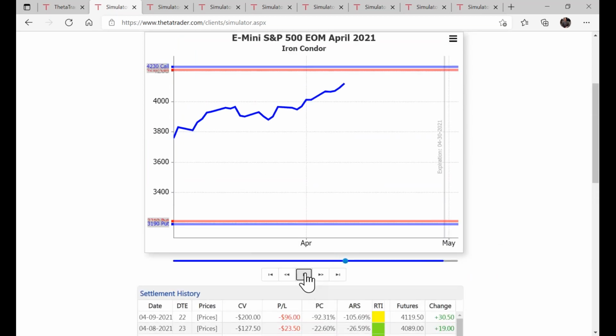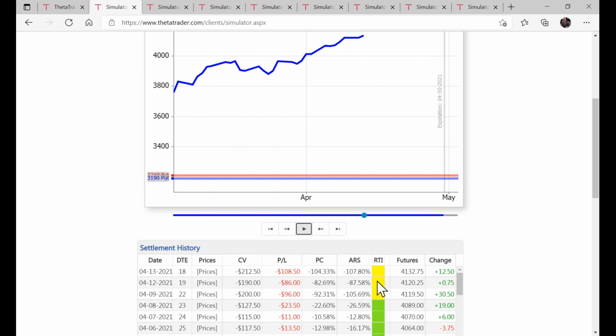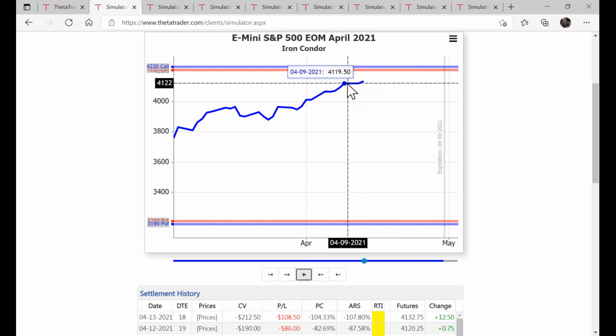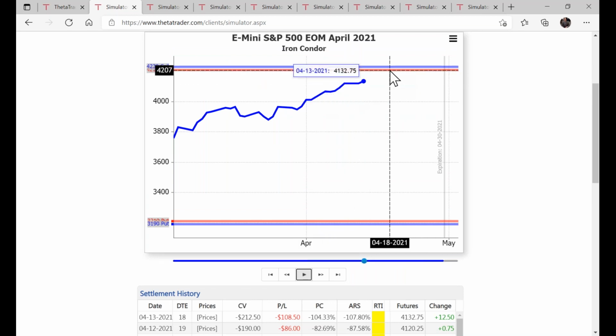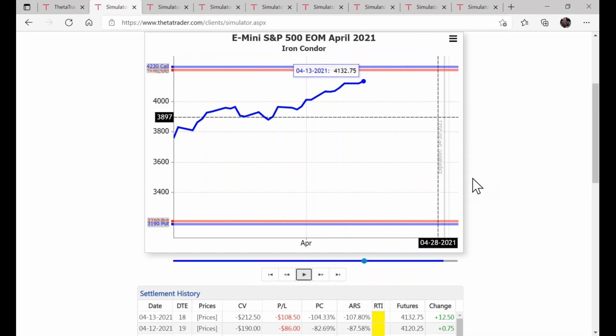Let's see what happened. Now it turned yellow. That means elevated risk, but still don't do anything. The algorithm says don't do anything yet. Of course, it's getting yellow because you're getting closer and closer to the calls that you sold.